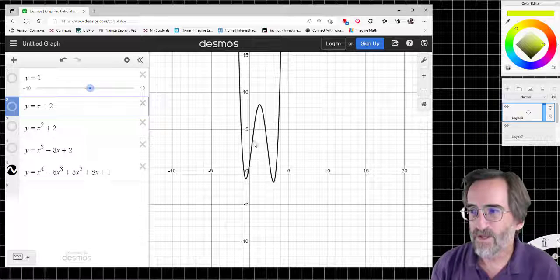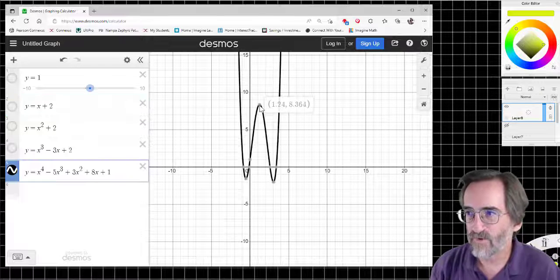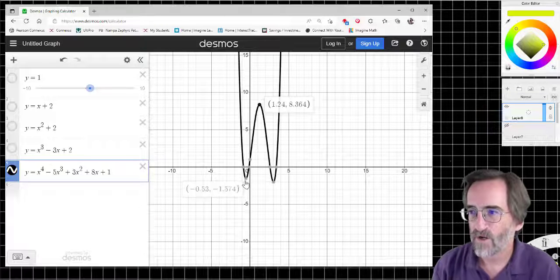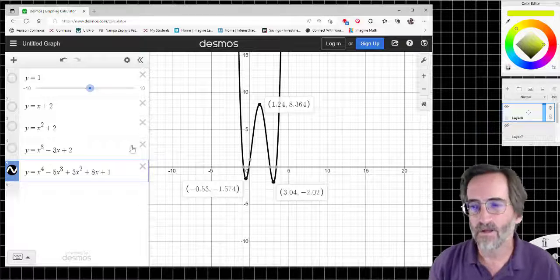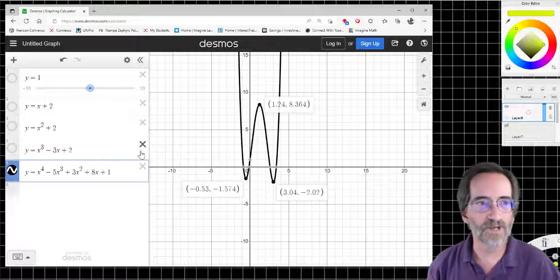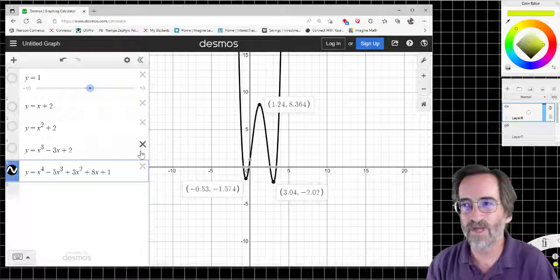And it has a local maximum right here at 1.24, 8.364. And it has a local minimum here. This is not the global minimum because it's not the lowest point on the graph. It has a global minimum here. And it has end behavior that goes up to infinity as x goes to negative infinity, and goes up to infinity as x goes to positive infinity. Okay?